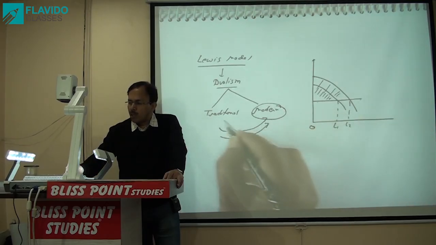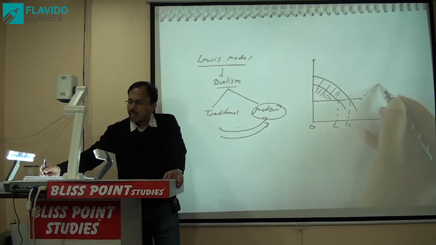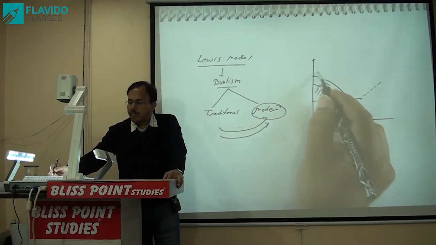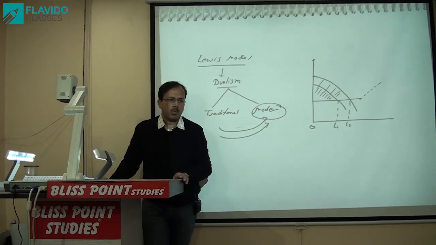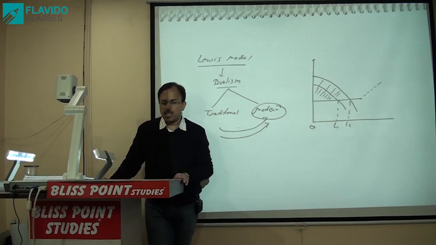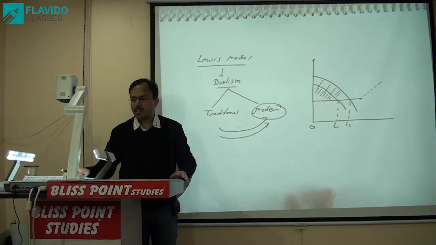When more and more labor has been withdrawn, the wage will start rising, which will reduce the profitability of the capitalist and thereby slow down the process of capital accumulation. And as a result, the process of growth will also stop. So the economy will attain a stationary state.